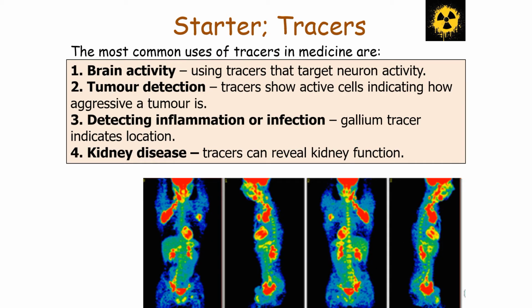Now, the most common uses of tracers in medicine are for brain activity, using tracers that target neuron activity; tumor detection, using tracers that show active cells, indicating how aggressive a tumor is; detecting inflammation or infection, where a gallium tracer indicates the location of an infection; and kidney disease, as tracers can reveal kidney function.